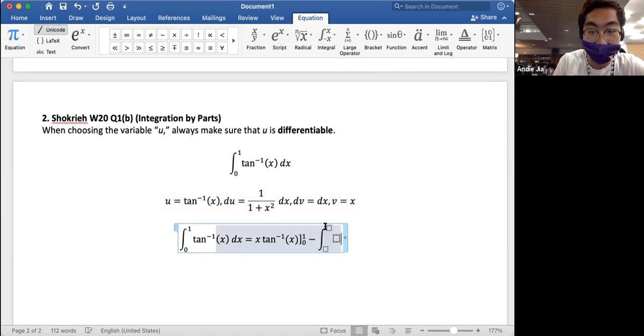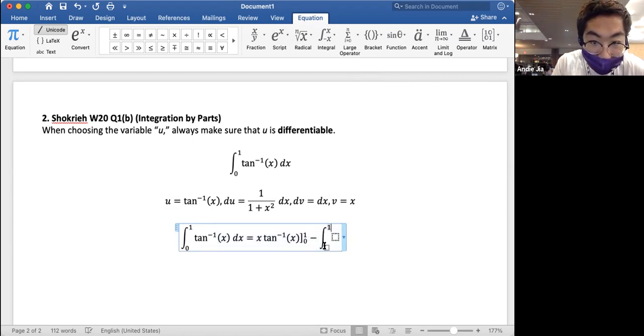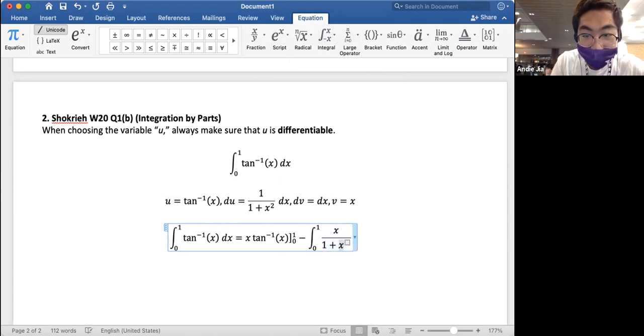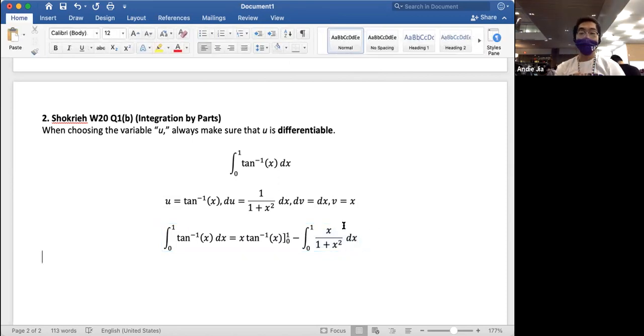This is integration. For this one, you definitely need to use u-substitution. For this one, you change the bound, then you get the answer. So does this make sense to you?